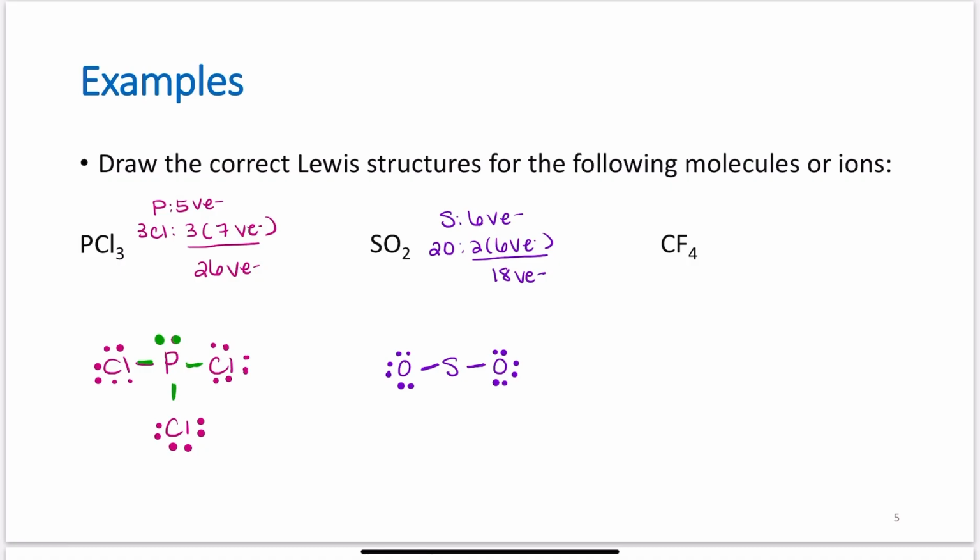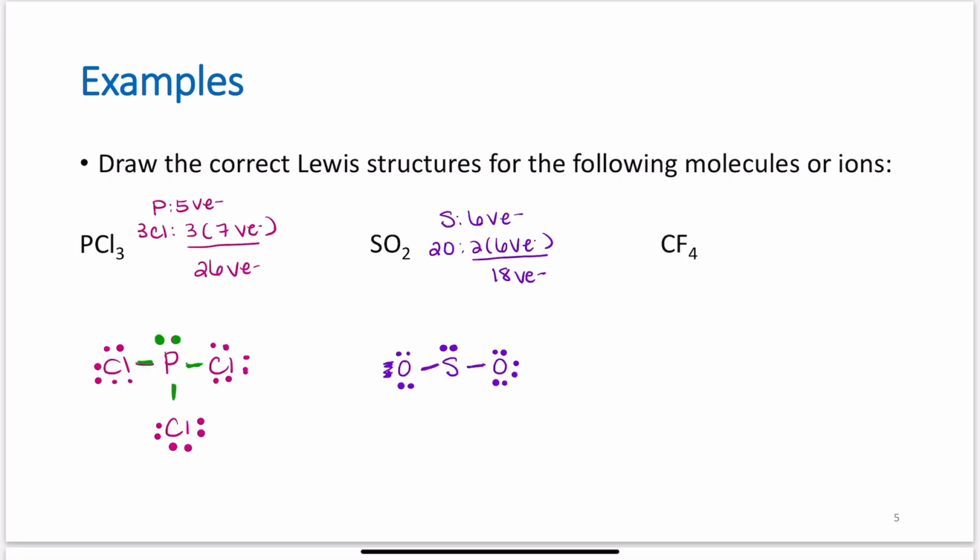If I add up all my electrons so far, again, each dot counting as 1, each line counting as 2, I've used up 16 electrons. I have 18 total, so I'm going to give the last 2 electrons to that central atom. Now, the last thing I need to do is check to make sure that central atom has its octet, and it does not have an octet yet.